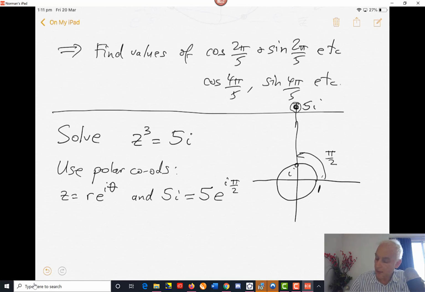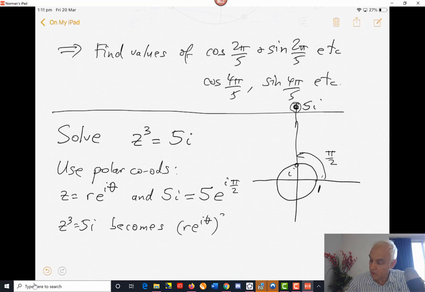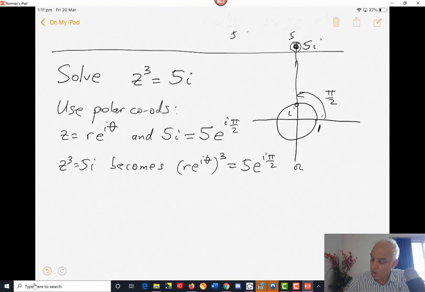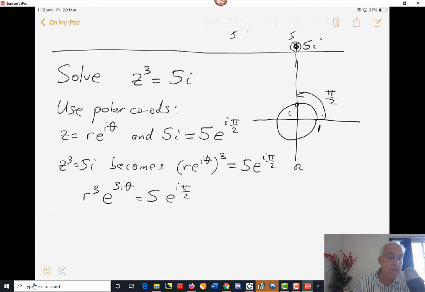Now we have that z cubed equals 5i becomes the equation (r e to the i theta) cubed equals 5 e to the i pi on 2. Or r cubed times e to the 3i theta equals 5 e to the i pi on 2. So what can we deduce from that? We deduce that the moduli of both sides are the same. So r cubed equals 5.